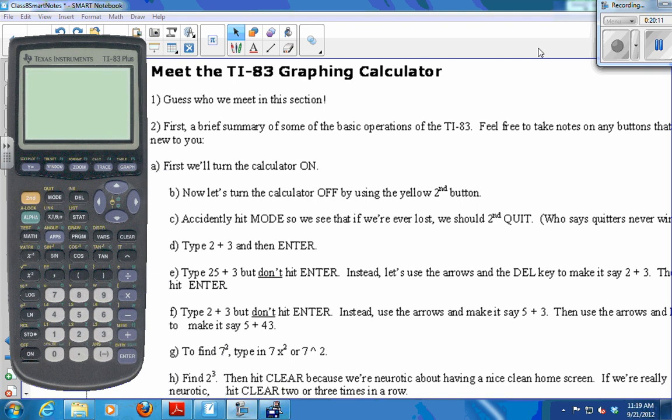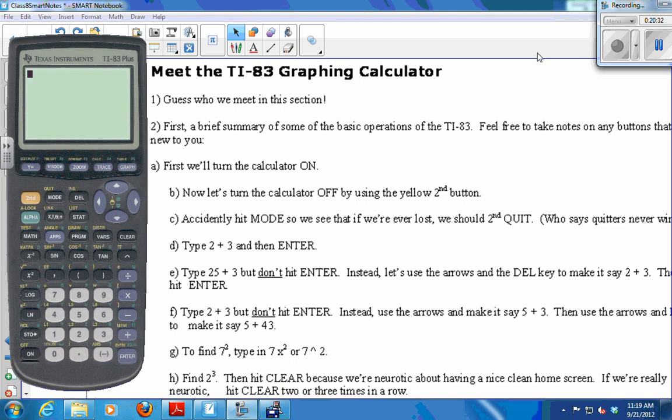Okay, so start talking about the graphing calculator. We're going to start super basic, so if you are already a little bit familiar with your calculator, please bear with me because some people have never even used it at all. And this is probably not going to help you.